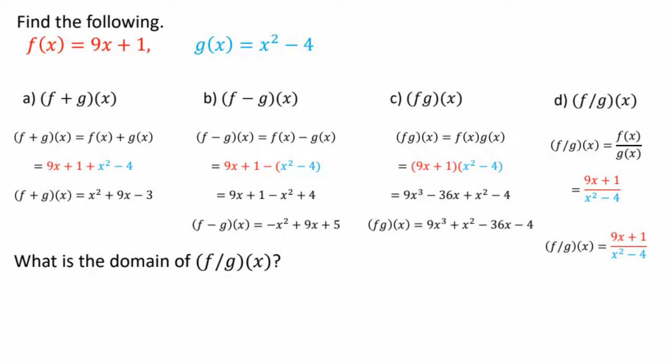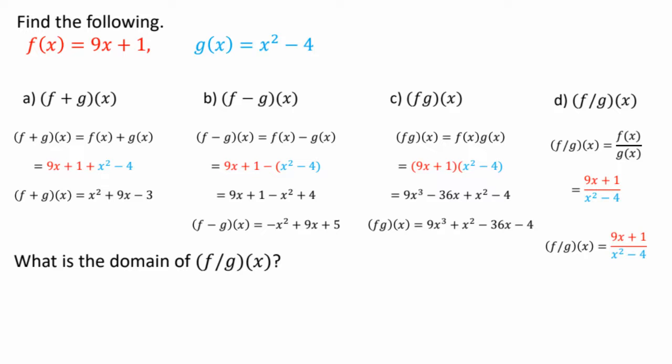Now, you were also asked on the homework, and your instructor might test you on this, to find the domain of the division of function f with function g. And we know that when we're looking at rational functions or fraction problems, we never want 0 on the denominator. So we need to ask ourselves, will x squared minus 4 ever result in a value of 0?